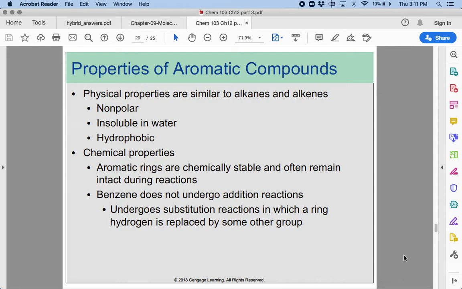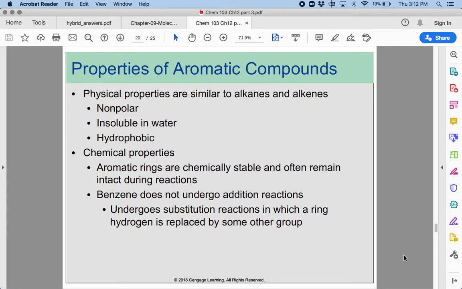So we want to talk about some of the physical properties that are associated with aromatic compounds. Just like all the other hydrocarbons, they're nonpolar. They're predominantly made of hydrogen and carbon. So again, they're going to be nonpolar, which means they're not soluble in water, which means we consider them hydrophobic. Because the aromatic ring, that special pattern of the alternating double bond, single bond, double bond, single bond, they're very, very stable. And oftentimes the aromatic portion of the ring won't break.